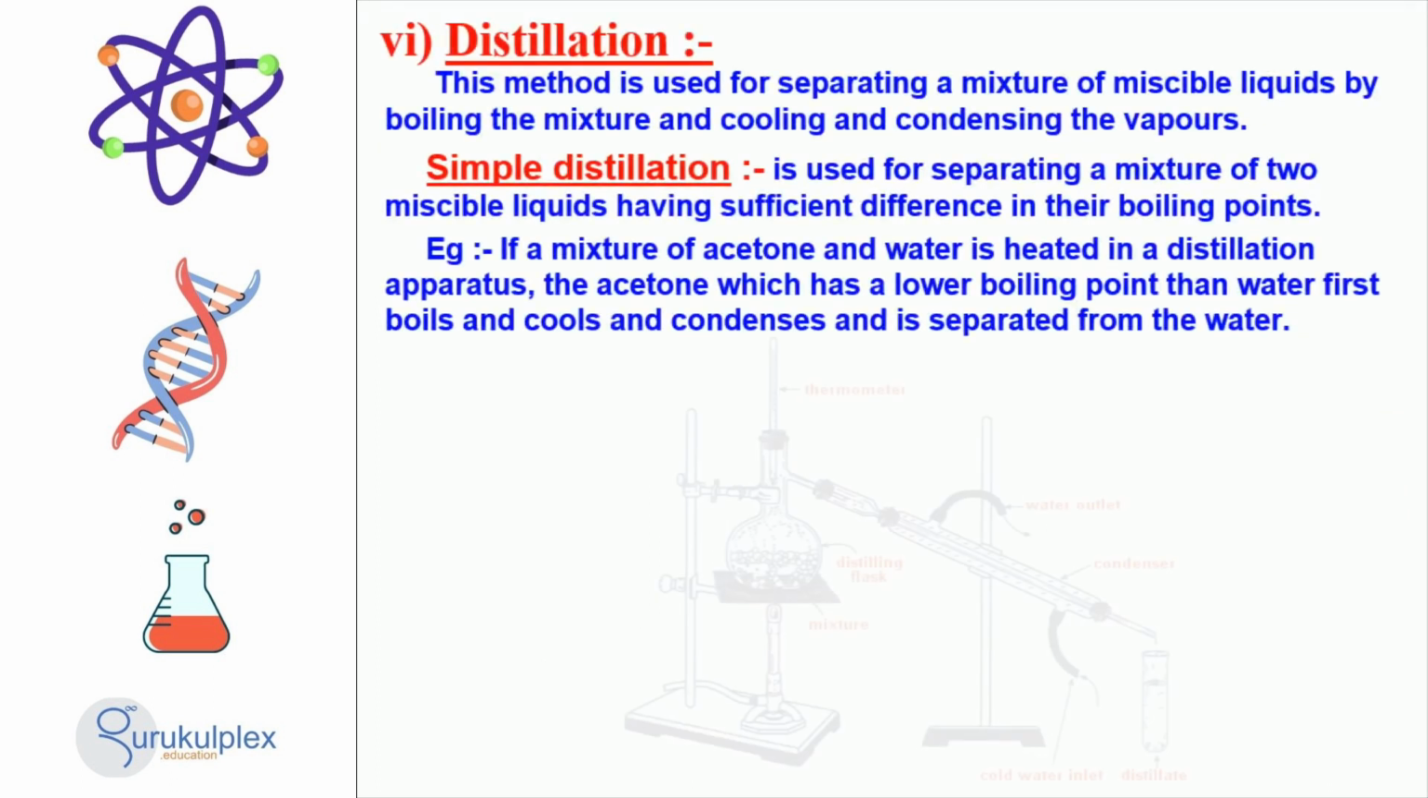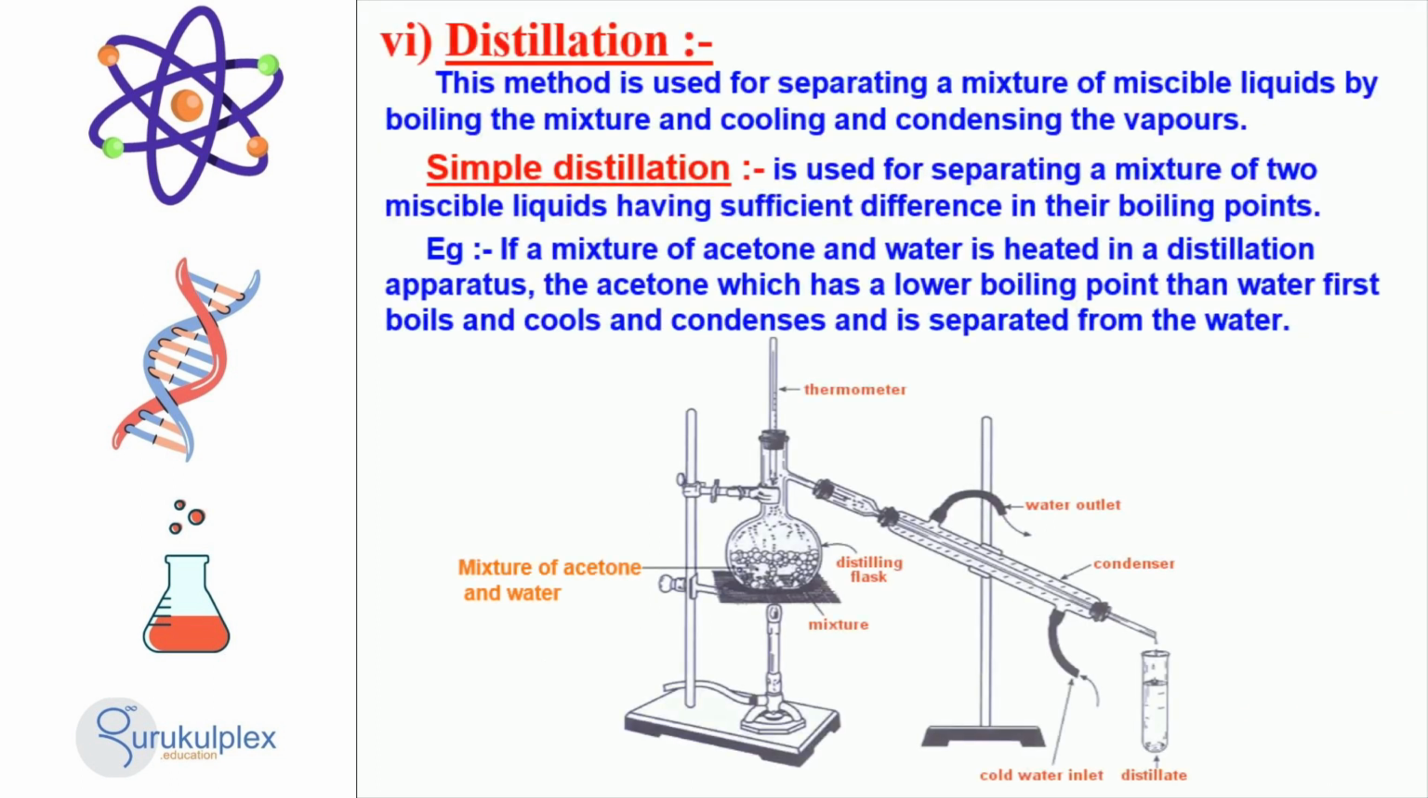Distillation is a process used to separate mixtures of miscible liquids that differ in their boiling points. Simple distillation can be used for a mixture of two liquids, such as a mixture of acetone and water. In a distillation apparatus, the acetone will boil at a lower temperature than the water. The separation is done by cooling and condensing the vapors.